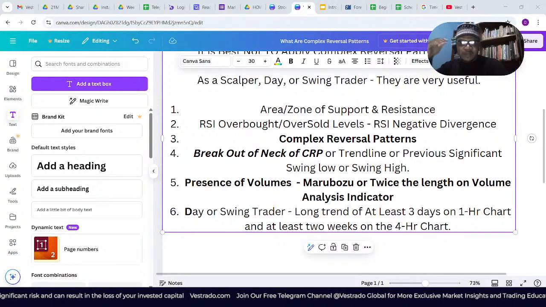Let's try to look at the charts and then practicalize everything we've done so far or discussed so far. It is simple, really.